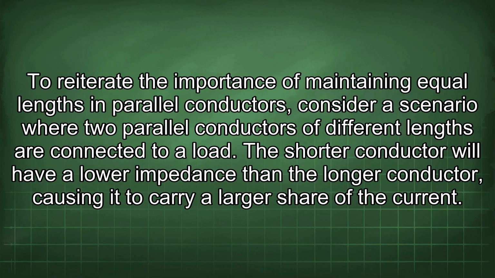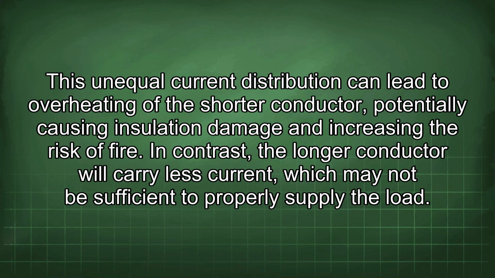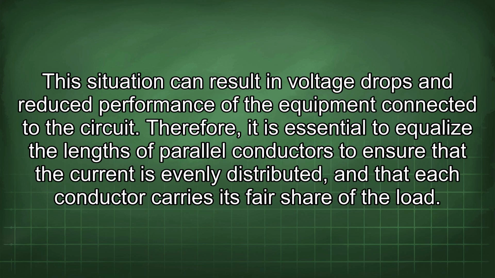To reiterate the importance of maintaining equal lengths in parallel conductors, consider a scenario where 2 parallel conductors of different lengths are connected to a load. The shorter conductor will have a lower impedance than the longer conductor, causing it to carry a larger share of the current. This unequal current distribution can lead to overheating of the shorter conductor, potentially causing insulation damage and increasing the risk of fire. In contrast, the longer conductor will carry less current, which may not be sufficient to properly supply the load. This situation can result in voltage drops and reduced performance of the equipment connected to the circuit.